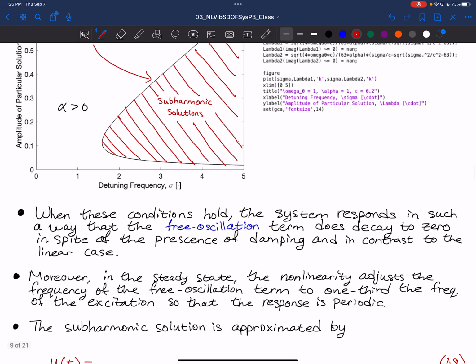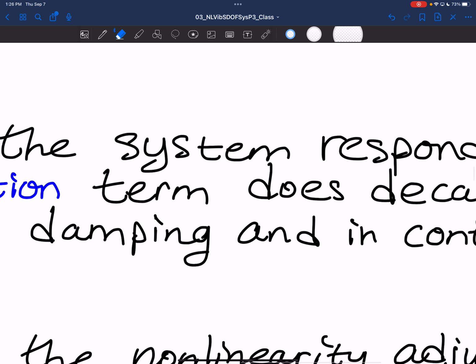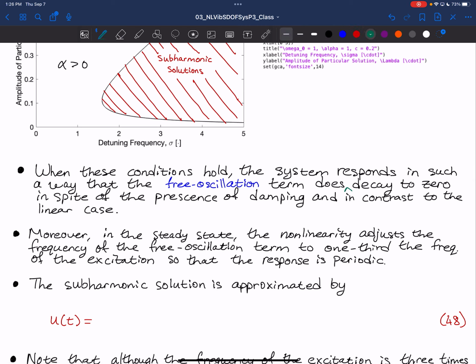All right, so I need to make a correction to the notes here. So under these conditions, the system will respond in a way that the free oscillation term does not decay. Let me put that in a different color. So it says does, but it does not decay. All right, so it does not decay to 0 in spite of the fact that we have damping. And this is again in contrast to the linear case where that free oscillation response will decay out.